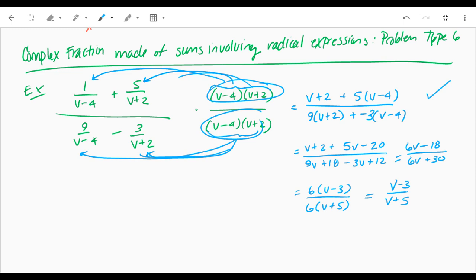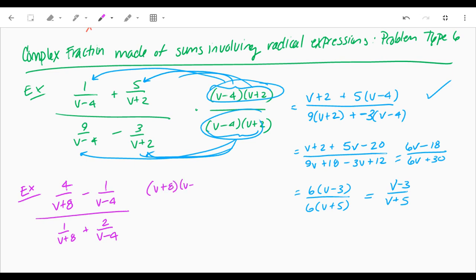Okay, I'll get you another one of those. Next one we have 4 over v plus 8 minus 1 over v minus 4 over 1 over v plus 8 plus 2 over v minus 4. Okay, so same thing. We're going to take a look at those denominators and multiply to clear them out. So v plus 8 times v minus 4 over v plus 8 times v minus 4.